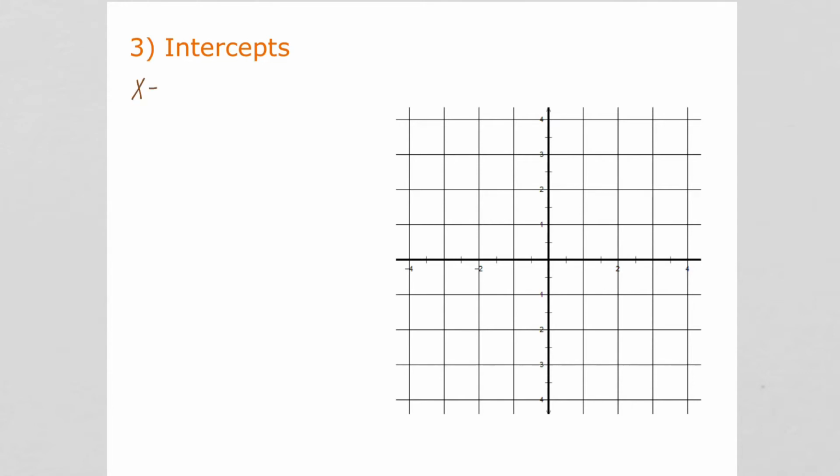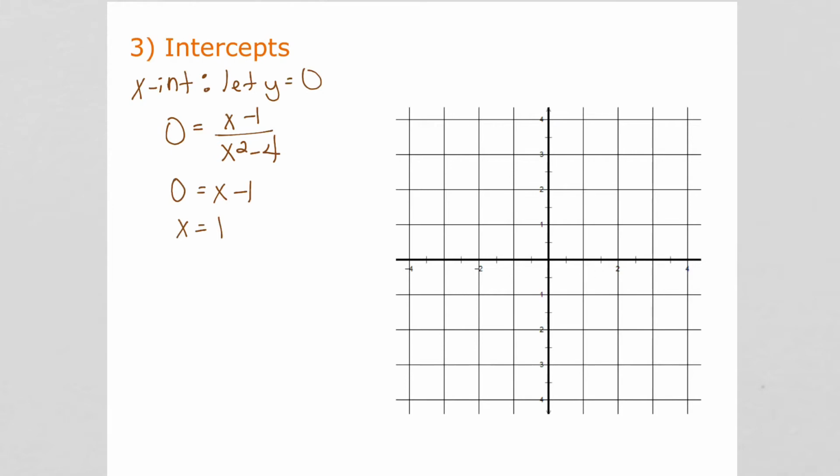Remember, to find an x-intercept, we let y be 0. So we'll say 0 equals x minus 1 over x squared minus 4. Now, the nice thing is when we multiply both sides by x squared minus 4, the bottom just goes away. So whenever you're finding an x-intercept of a rational function, you can just discard the bottom altogether. So x is equal to 1. So where x equals 1, there's an x-intercept. I'm going to go ahead and draw that on my graph.